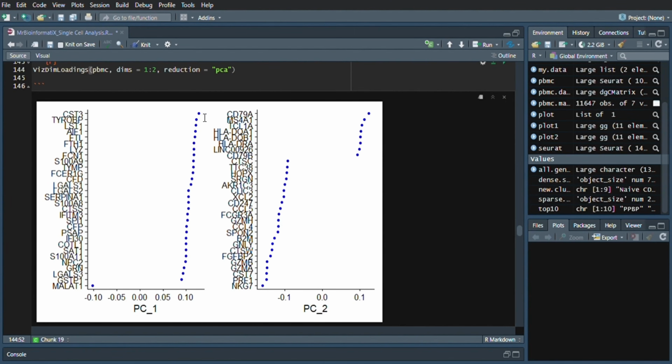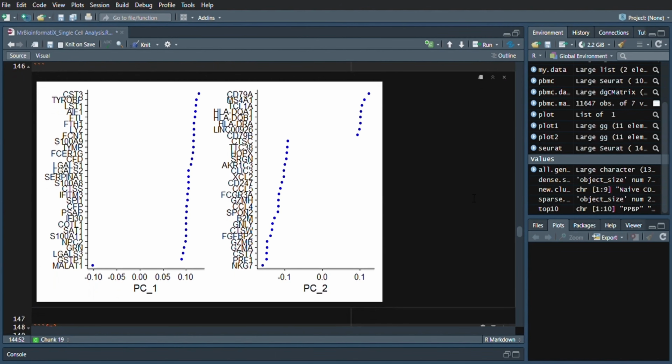So, for example, CST3 here. The high positive value for CST3 implies that cells with high expression of this gene tend to cluster together on the positive side of the plot. This suggests that CST3 might be differentially expressed in a specific cell type, developmental stage, or under particular conditions. And here, as we can see, these genes contributed to the negative side of PC2, and these genes to the positive of PC2.